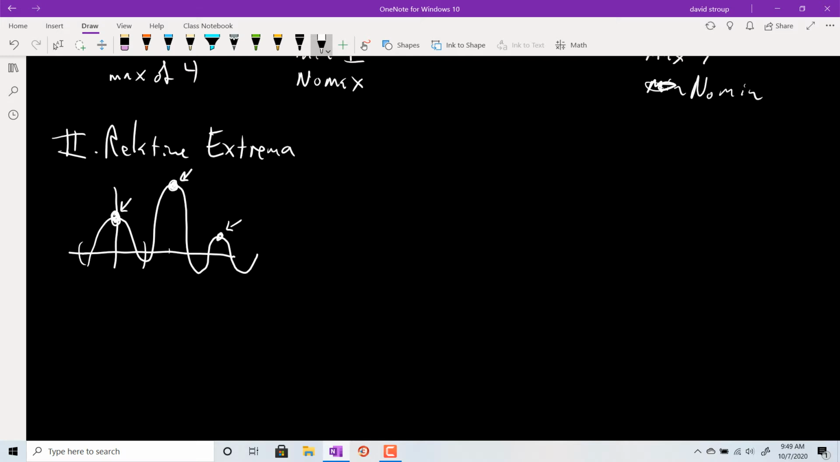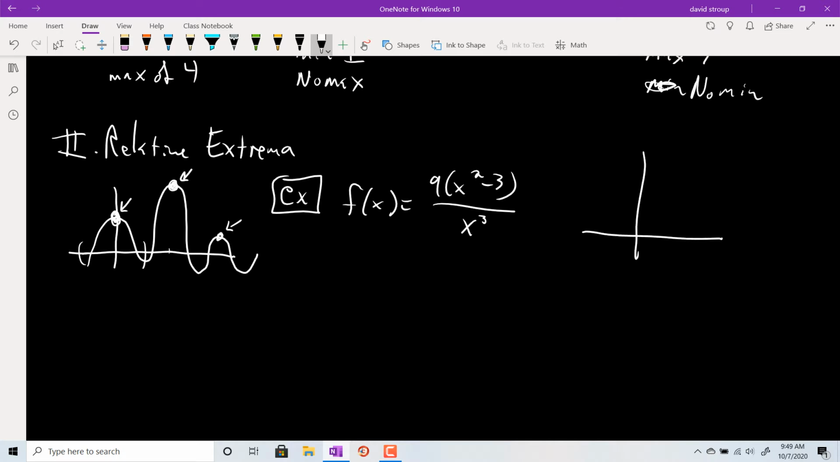So the book will begin you with some examples, and how we're going to do it is through the derivative. Okay, so they're going to give you some examples like f of x equals 9 times x squared minus 3 all over x cubed. And if you graph it, it looks like the following picture. Okay, and it goes like that. So it has this relative extrema, this maximum sitting right here.